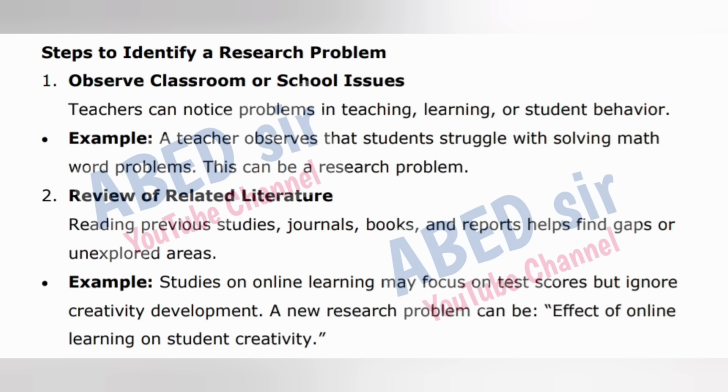Steps to identify a research problem. 1. Observe classroom or school issues. Teachers can notice problems in teaching, learning, or student behavior. Example, a teacher observes that students struggle with solving math word problems. This can be a research problem.